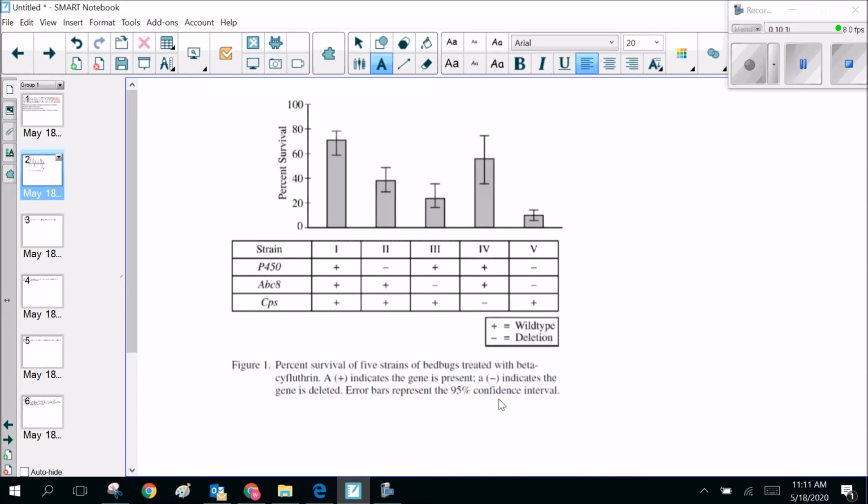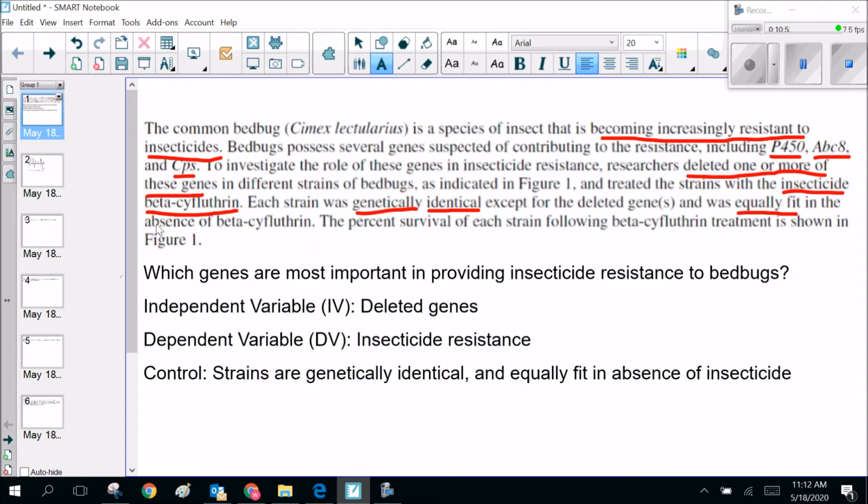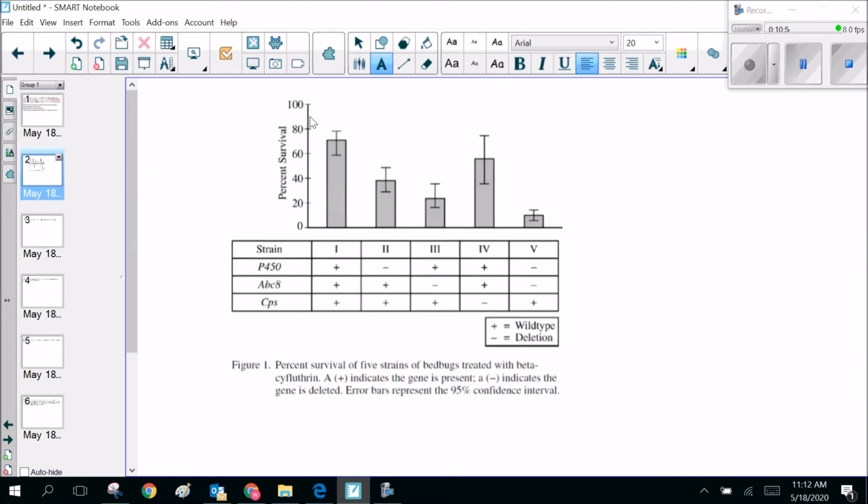Okay, so what's interesting here about the setup of this graph is that the x-axis, or our independent variable, which is which genes are cut on or off, which we can see, okay, we nailed our independent variable here. So that x-axis is in the form of a chart because they tried different combinations of cutting the genes on, or cutting one off at a time, or cutting several off in tandem to see the results. We see that their DV, they're measuring in terms of the percent survival. In other words, the higher the percent survival, the better the insecticide resistance, which we can see insecticide resistance was our dependent variable from before. Good, we can understand that.